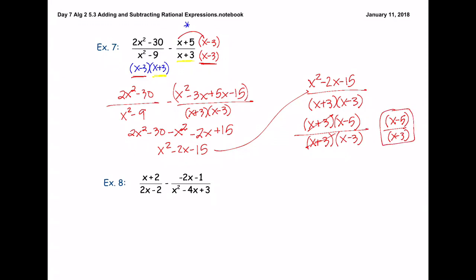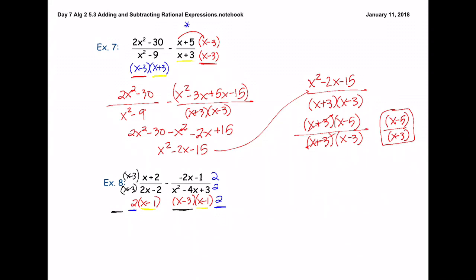When we look at example 8, we want to factor your denominators to see what each is missing. So we have x minus 3, x minus 1. You can see they both have an x minus 1 in common. This one has a 2, this one's missing a 2. So we want to multiply the numerator and the denominator by 2. This one has an x minus 3, this one's missing an x minus 3.